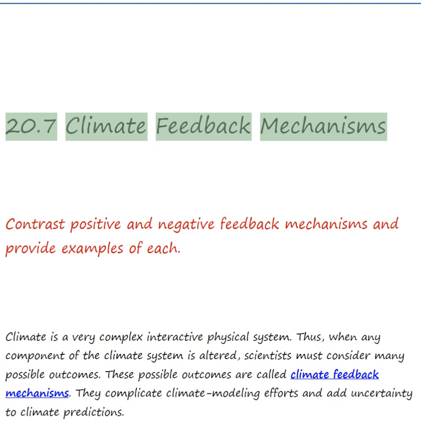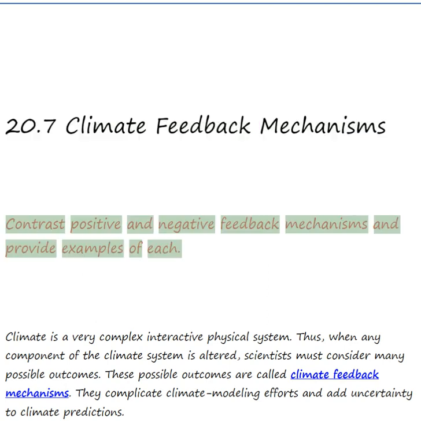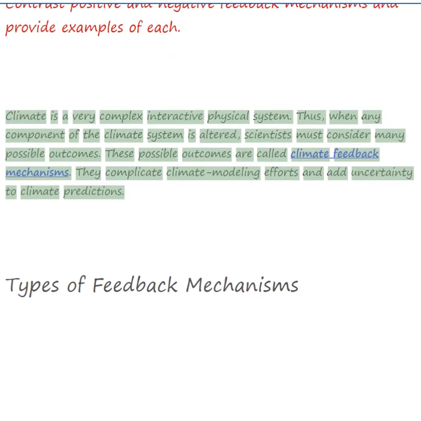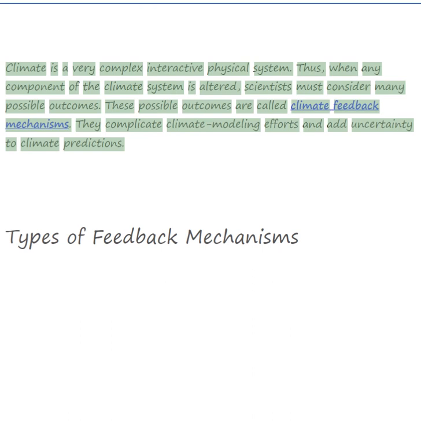20.7 Climate feedback mechanisms. Contrast positive and negative feedback mechanisms and provide examples of each. Climate is a very complex interactive physical system. Thus, when any component of the climate system is altered, scientists must consider many possible outcomes. These possible outcomes are called climate feedback mechanisms. They complicate climate modeling efforts and add uncertainty to climate predictions.